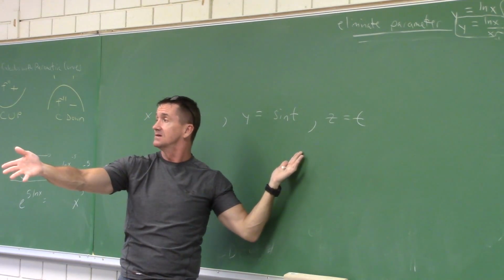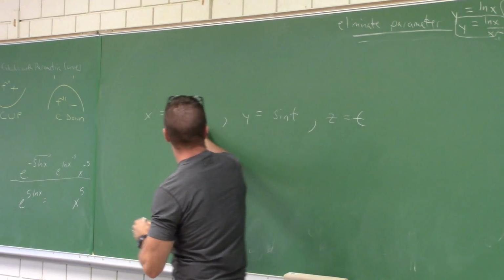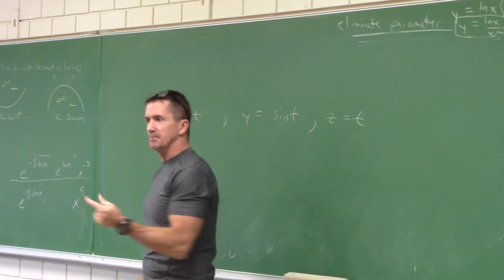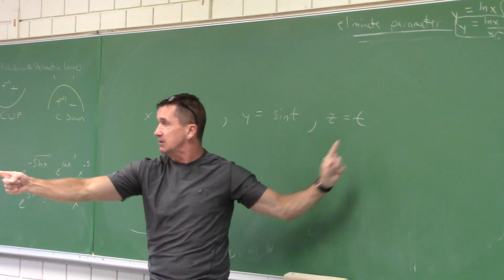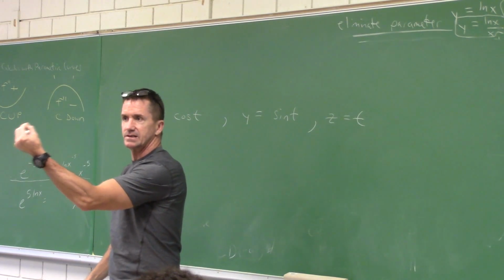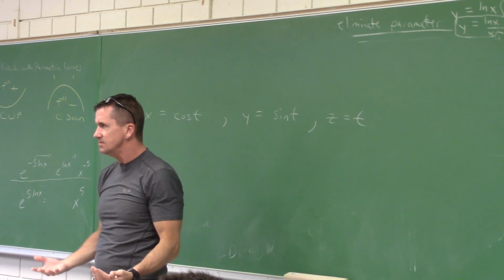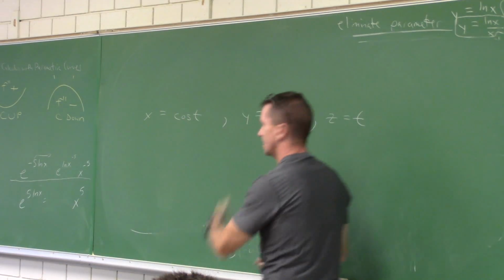Think about it. This would be a spiral. Do you see what's happening? What's going on in this relationship? It's circling, but what's this doing? As t increases, z keeps getting higher and higher. It makes a curve like a corkscrew, like a helix. Isn't that cool? You'll love Calc 3.